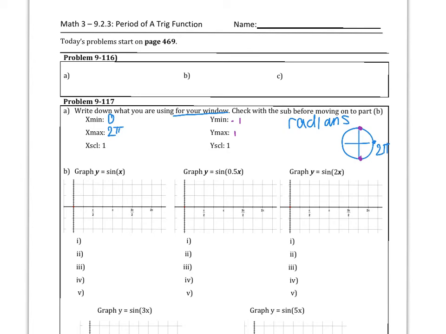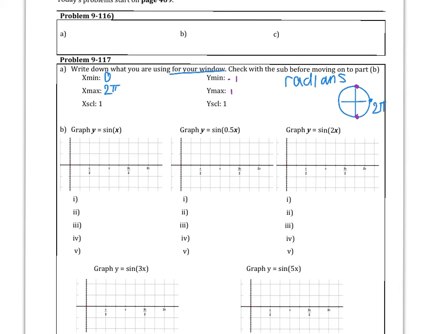So on part B in 117, it's asking to graph. First of all, step 1 is graph each of these. So I expect you to need your calculator at this point for graphing these, so you can type it into your calculator and sketch the graph.